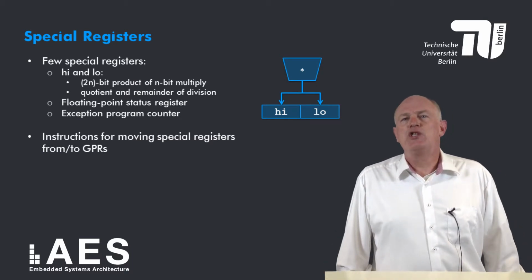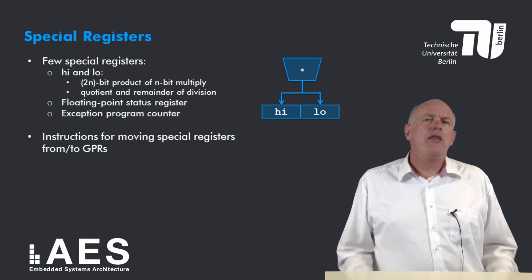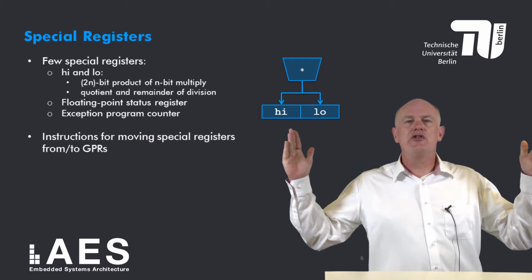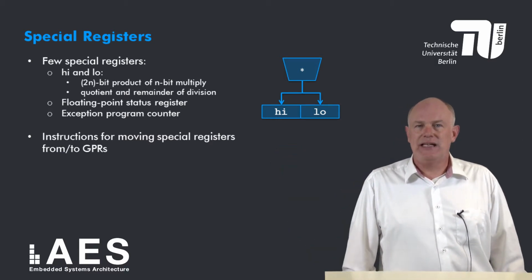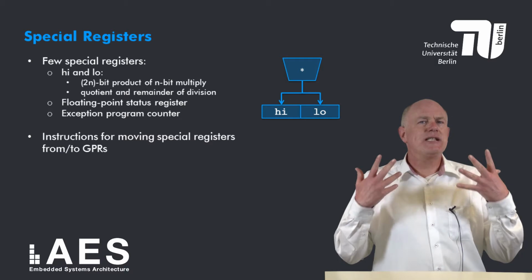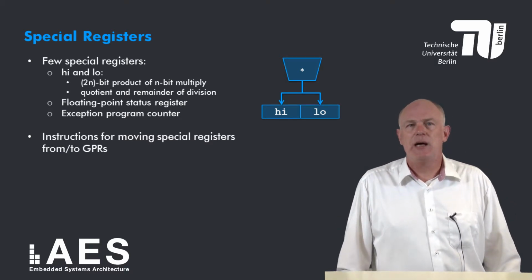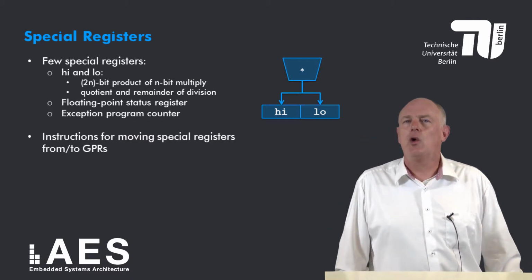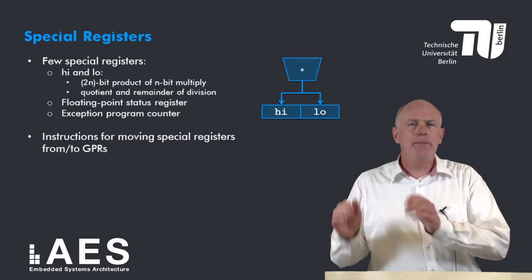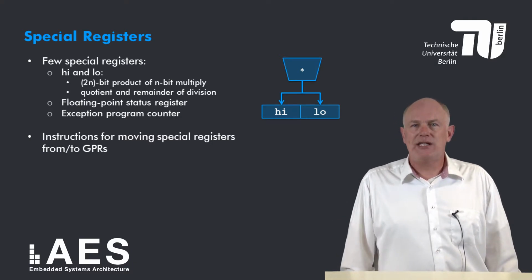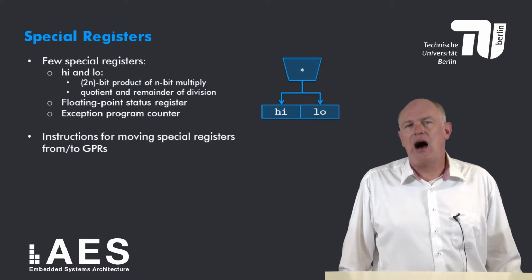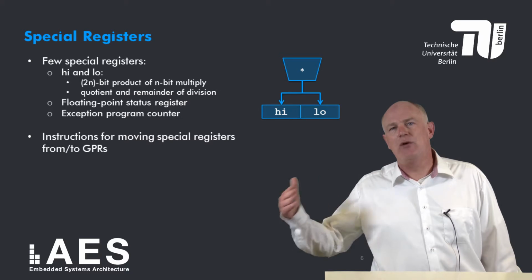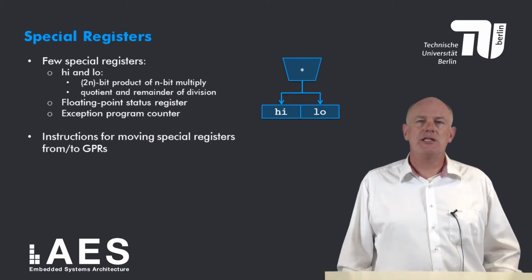MIPS also has a few special registers. In particular, there's an issue because the product of two n-bit registers is a 2n-bit number, which does not fit in an n-bit register. There are several possible solutions for this, but the solution chosen in MIPS is to have two special registers called high and low. The low order bits of the product are placed in the low register and the high order bits in the high register. Thereafter, the low and high registers can be copied to the general purpose registers for further processing.